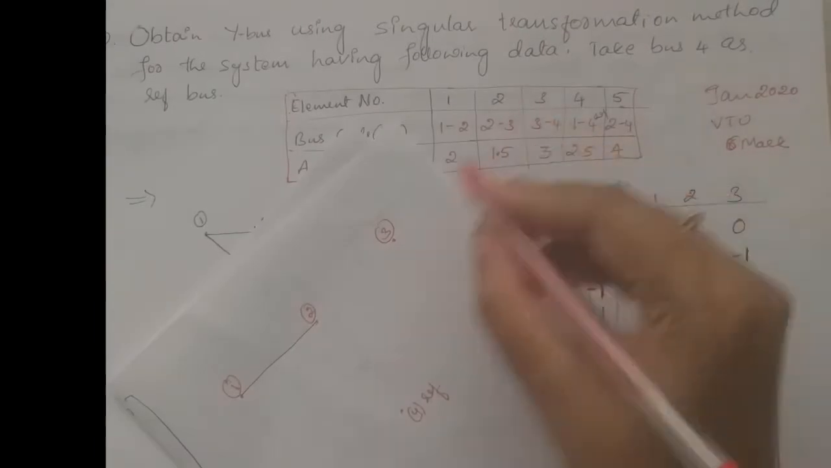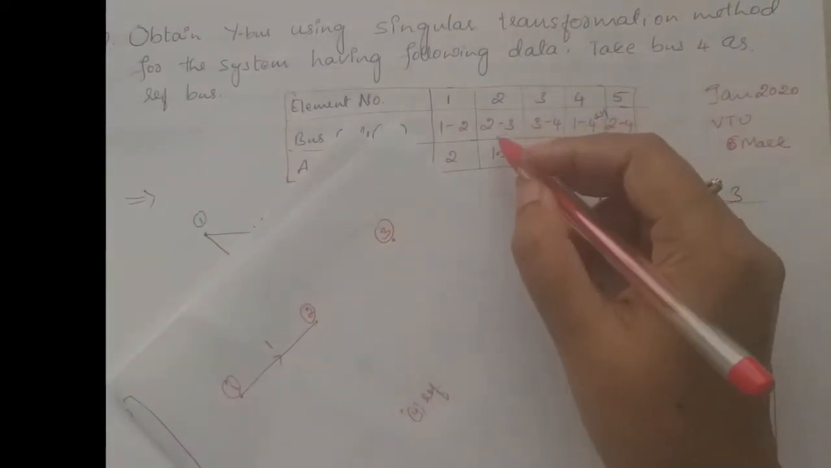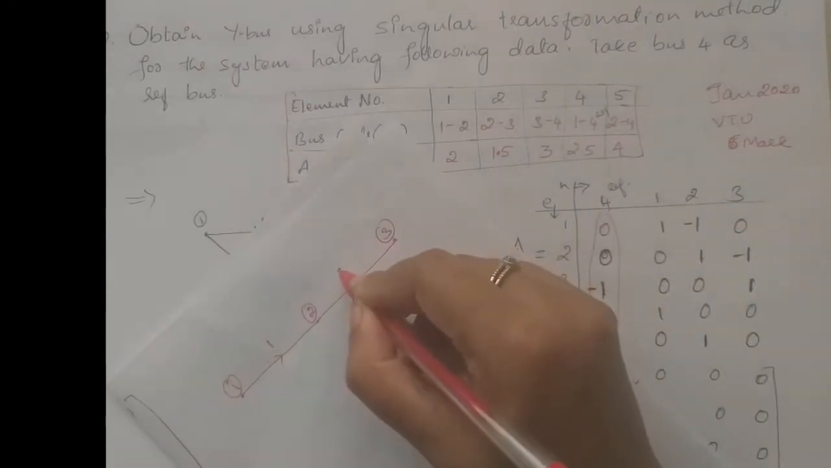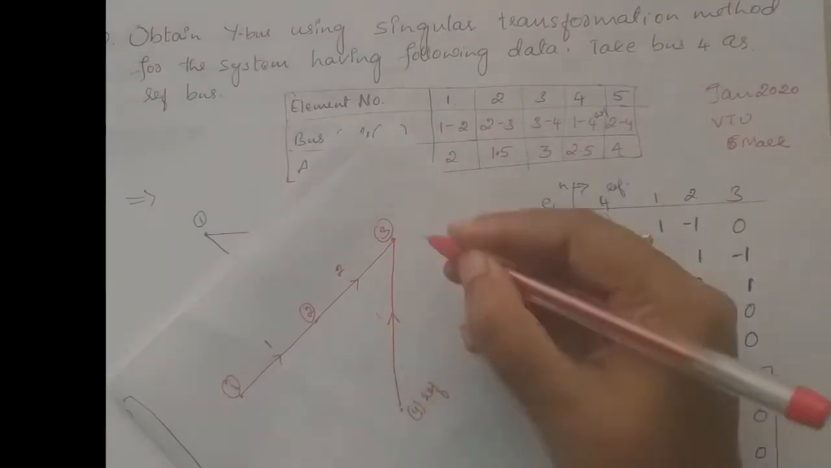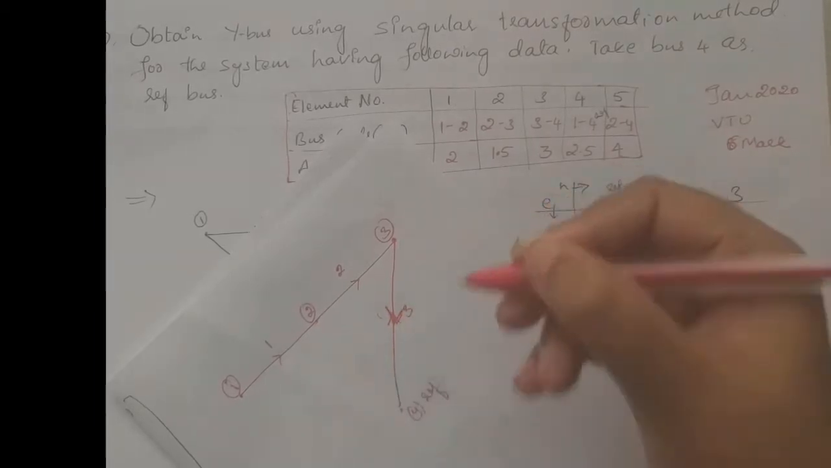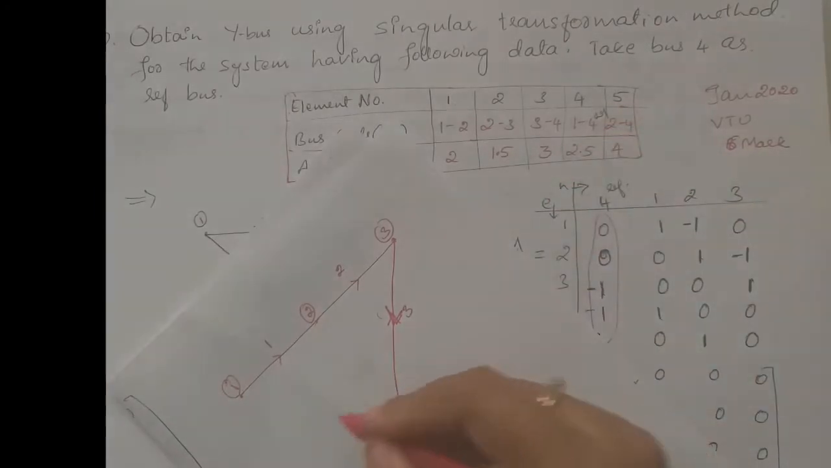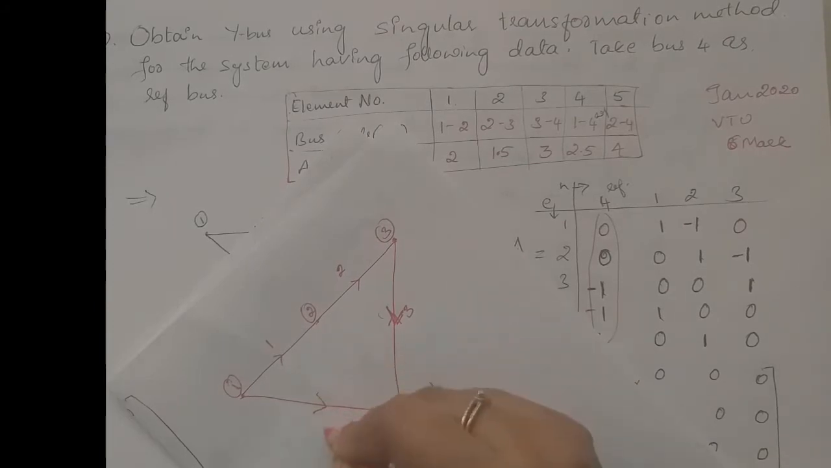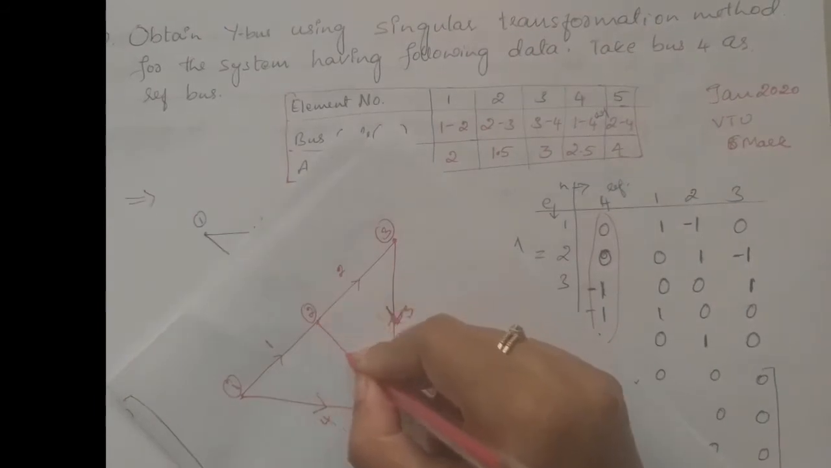Next, second element is connected between 2 to 3. Okay, and third element is connected between 3 to 4. And fourth element is connected between 1 to 4. Fifth element is connected between 2 to 4.